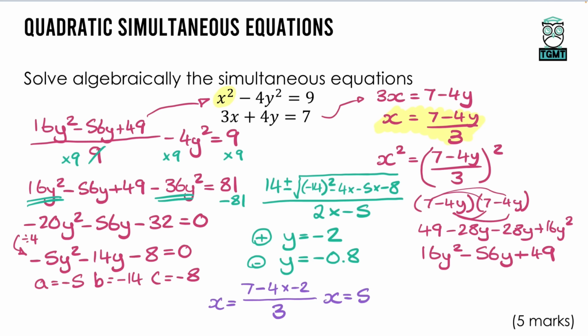And for the next one, we have x is equal to 7 take away 4 lots of negative 0.8, again, all divided by 3, and that gives us x is equal to either a fraction 17 over 5, you could write it as a mixed number as well, or the decimal is 3.4. So there we go, we have lots of numbers that we need to write down as our solutions. We have y is equal to -2, and in that scenario, x was equal to 5. And we also have y is equal to -0.8, and in that scenario, x was equal to 3.4.